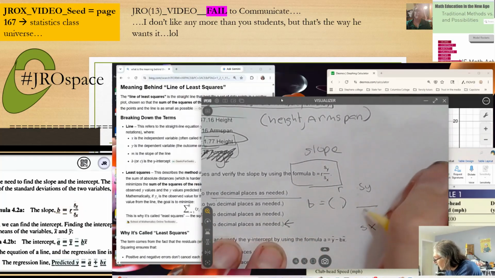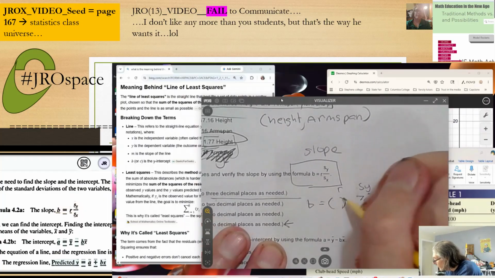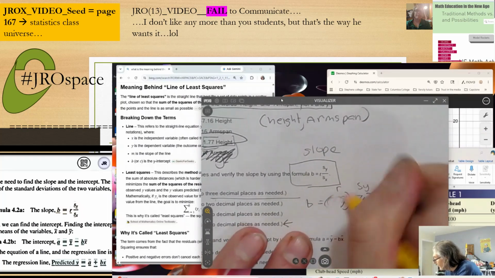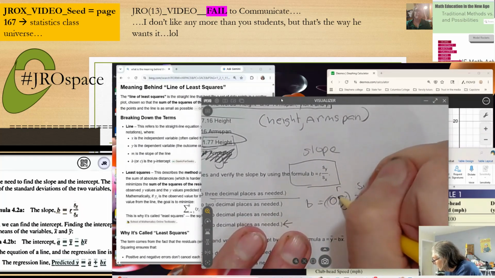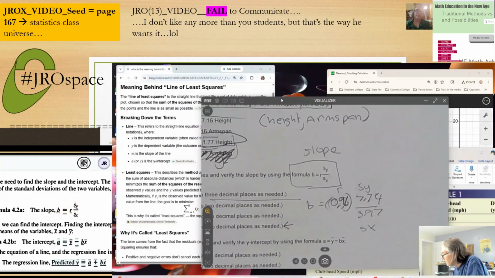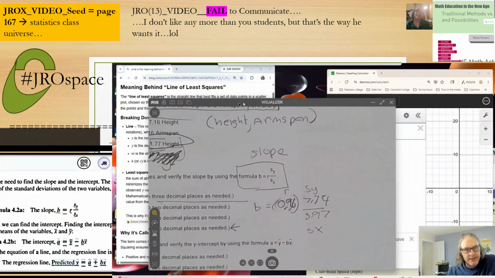We have 7.74 over 3.907, and the R was 0.906. So I think you use the rounded value. I think that's what you want to use to get the accurate answer on there. Okay, let's try it on the Desmos. Let's try our calculation.